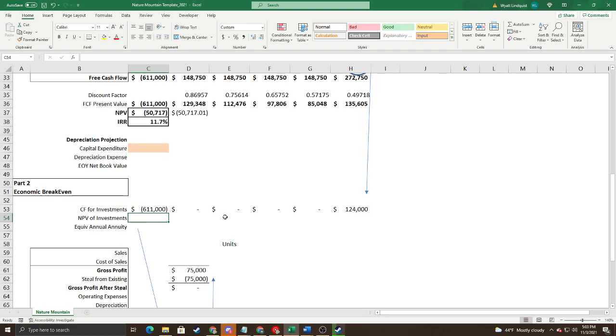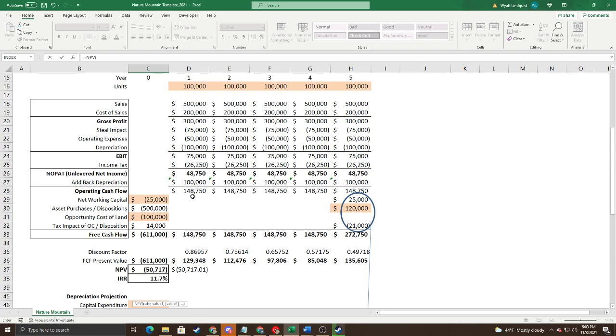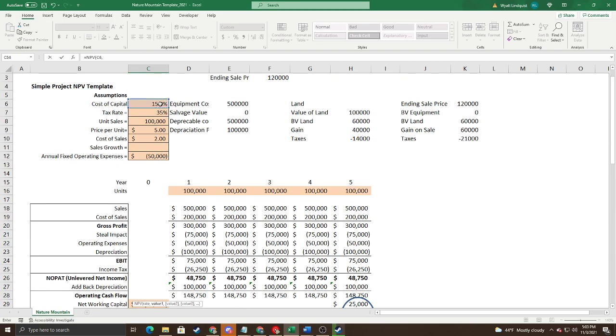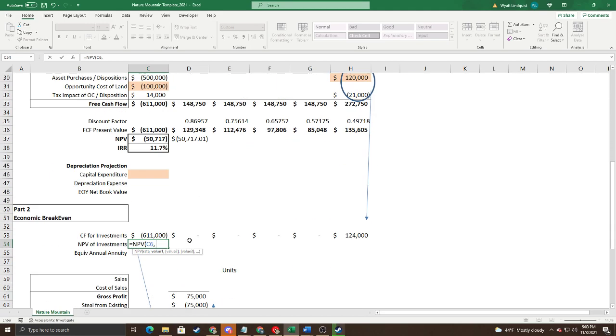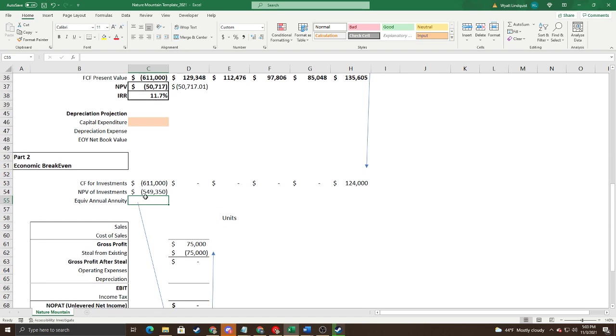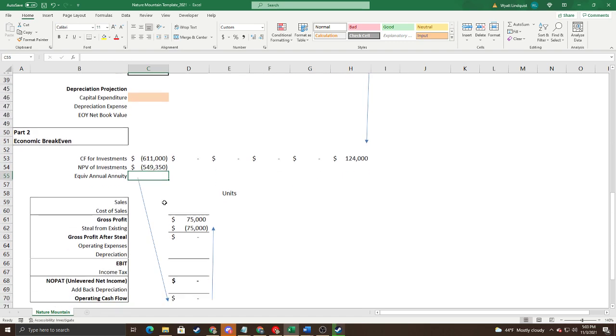So the net present value of the investments equals the NPV, and we're going to get our rate, which is 15%. We're going to take all of our values here, and then we're going to add our year zero, and that's going to be our NPV for the investments.